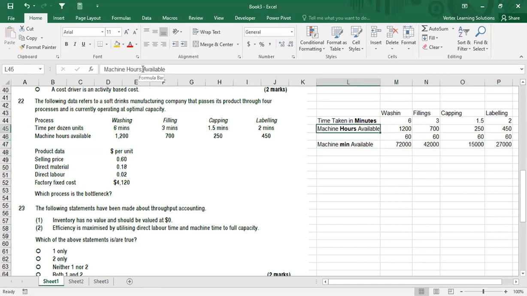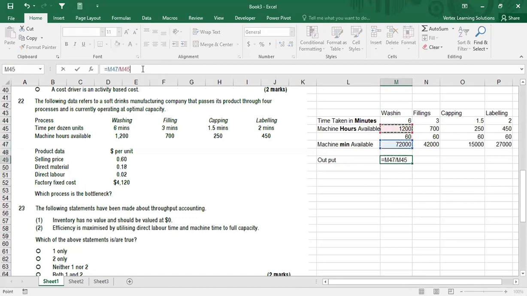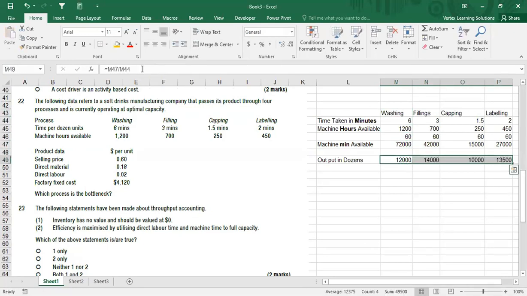And then time taken is 6. So output. So I have 72,000 minutes here. And 1 dozen, it takes 6 minutes. So if I just multiply this with this, you get 12,000 dozens. So output in dozens, okay? It means that in 72,000 minutes, you can process 12,000 dozens from washing. So washing department can produce 12,000 dozens, and others can produce like this.